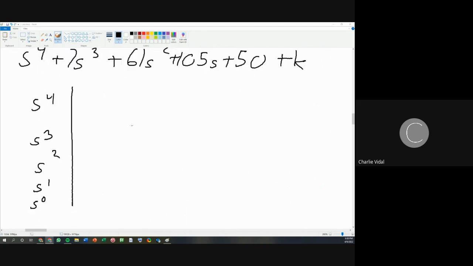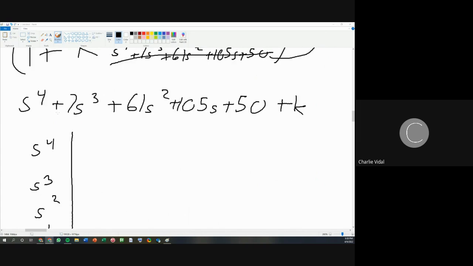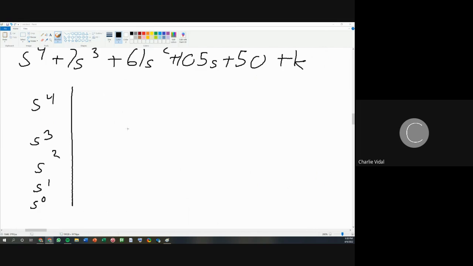Okay. So we have this, and it's going to be okay. You write the coefficients up here. So this is the s to the fourth. You write the even coefficients: 1, 61, and 50 plus k. 7 and 105 for the odd ones. And by even coefficients, I mean the exponents that are even numbers.